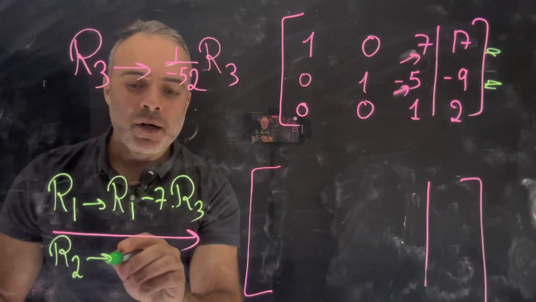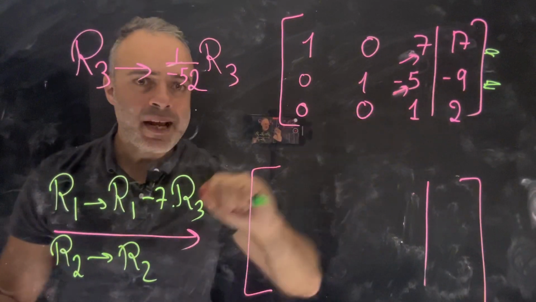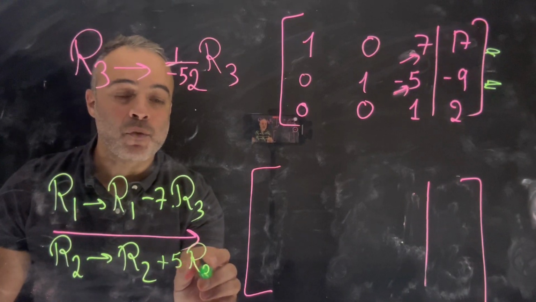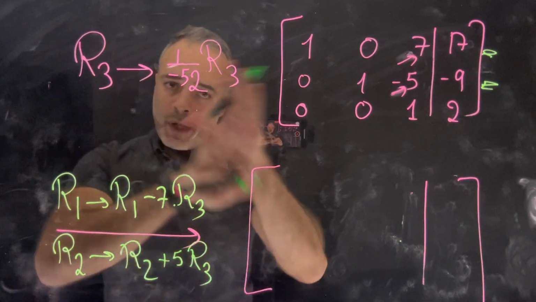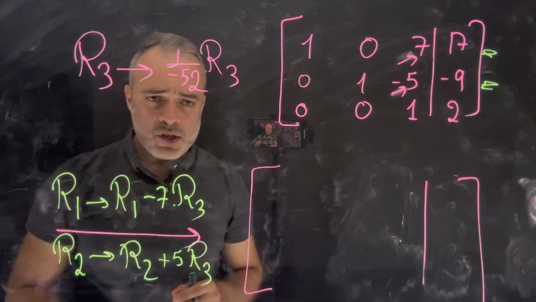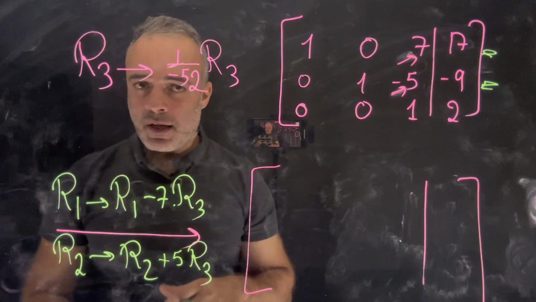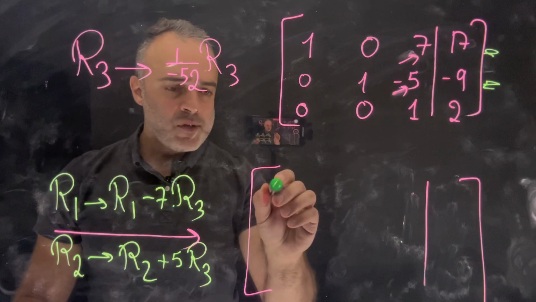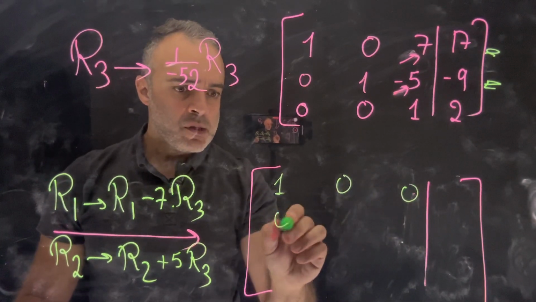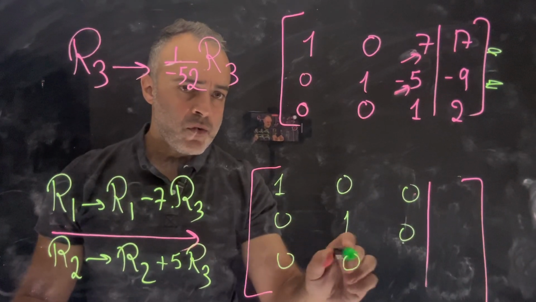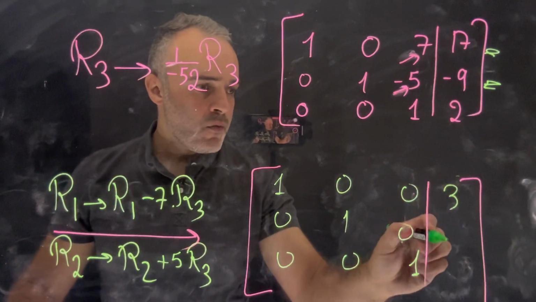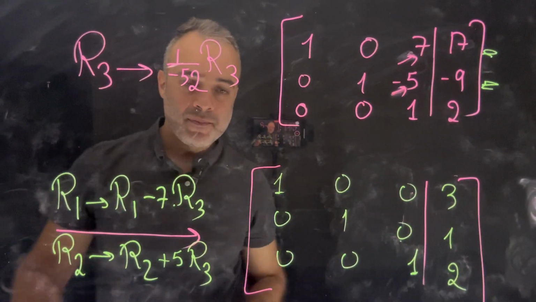R2, I want to convert -5 into 0. So it becomes +5 times R3. And we do the calculations. I'm going to leave the calculations for you. If you have any questions, you can write down in the comments and I will answer. So the final matrix will be 1, 0, 0, 0, 1, 0, 0, 0, 1. And the right column is 3, 1, and 2.